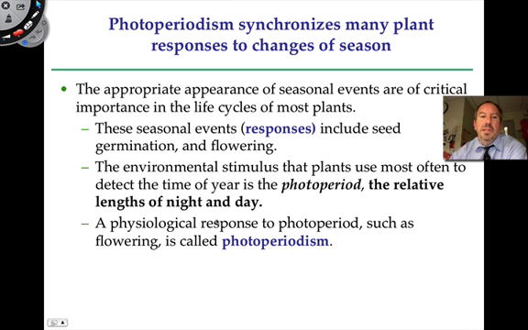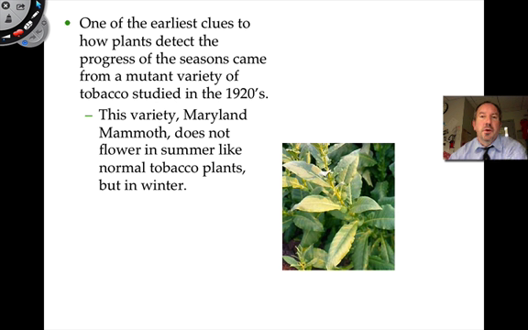Plants respond to photoperiod in a process called photoperiodism, such as flowering. So this conversation today is really focused around how plants use the photoperiod to employ photoperiodism, which will result in flowering.